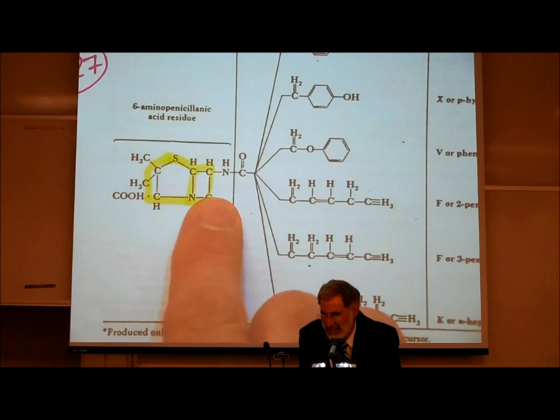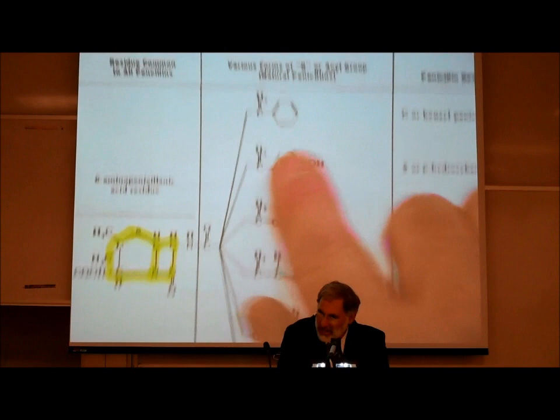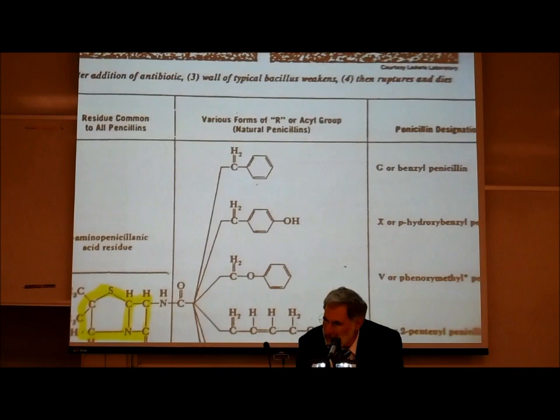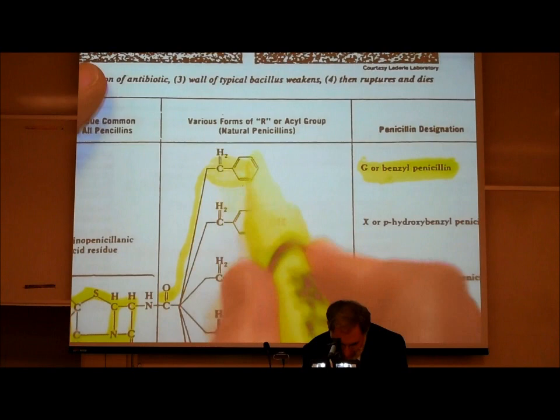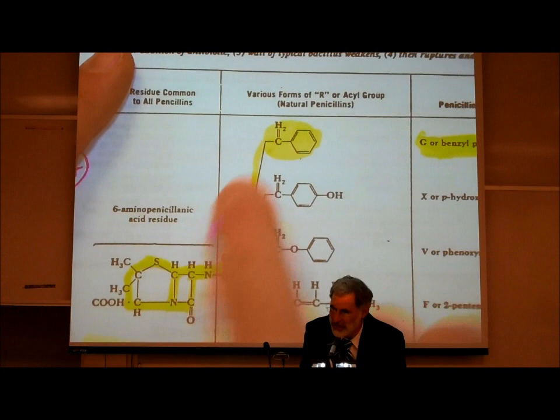And then what is attached to the garage is called a side chain. All right, this is the side chain. Now, penicillin G, or benzopenicillin, this is the side chain that is attached to the garage. So that's the actual chemical that comes from the mold.